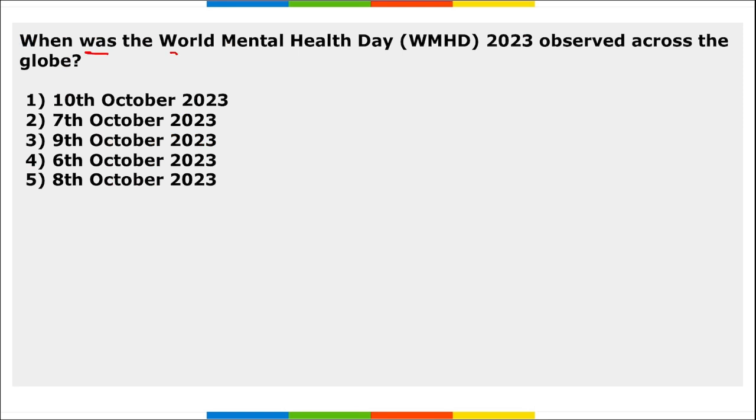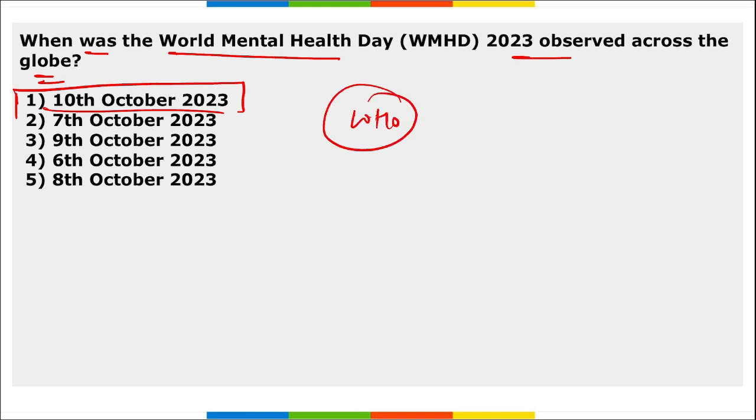Next, when was World Mental Health Day observed across the globe? So World Mental Health Day is observed across the globe on 10th of October. Right? It is observed on 10th of October to raise awareness of mental health issues around the world and to mobilize efforts in support of mental health. This World Mental Health Day is supported by WHO, correct, and the World Federation for Mental Health.